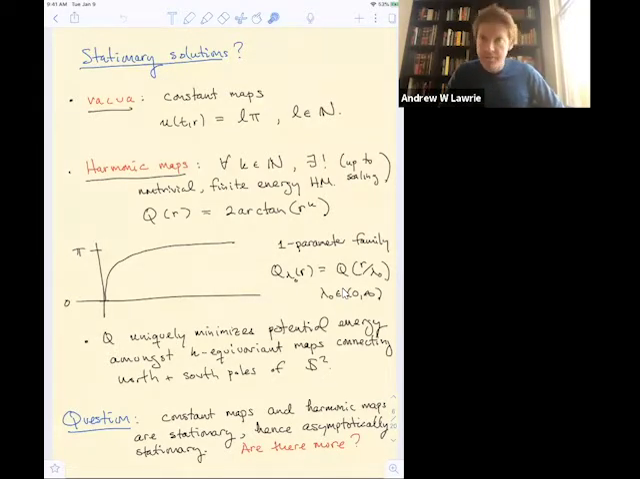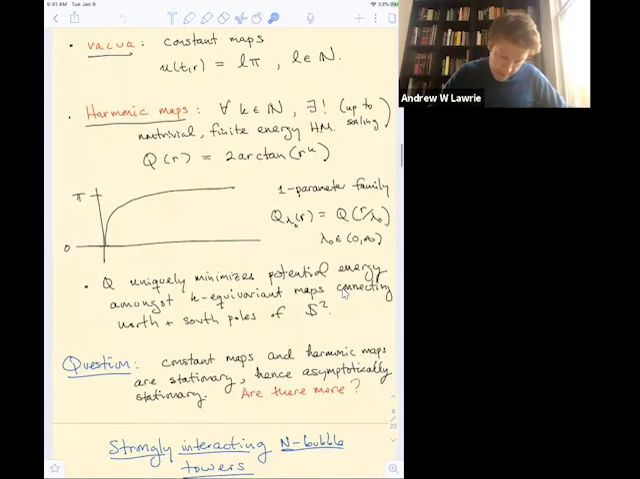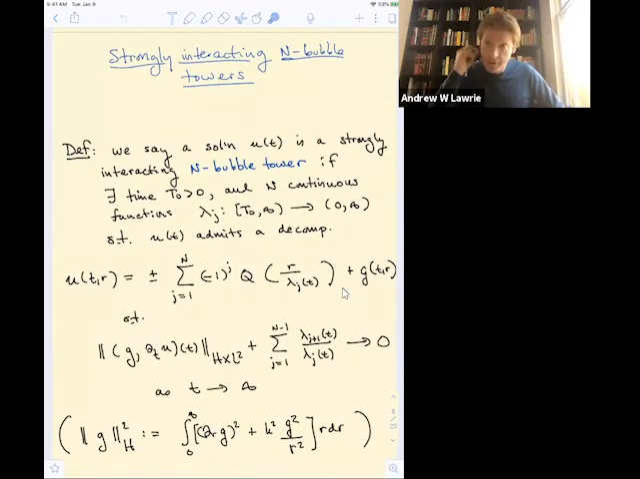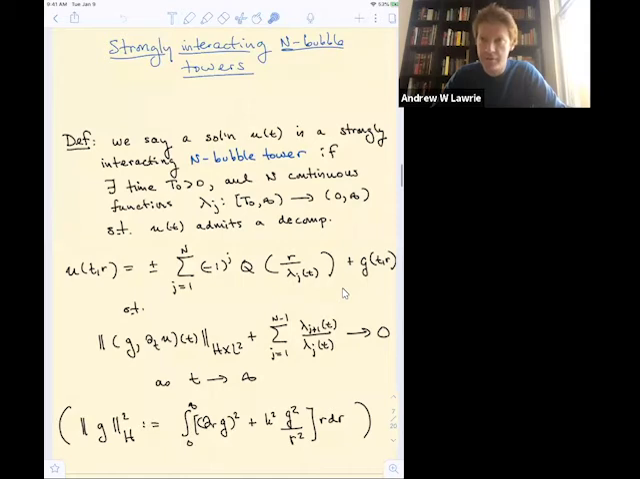So these are static solutions, and again, I told you I was going to study asymptotically stationary solutions. Since they're static, they're also asymptotically static. But are there more? The claim, as we'll see in the talk, is that yes, there are more, and the candidate for an asymptotically stationary solution is what I'll call a bubble tower for this equation.